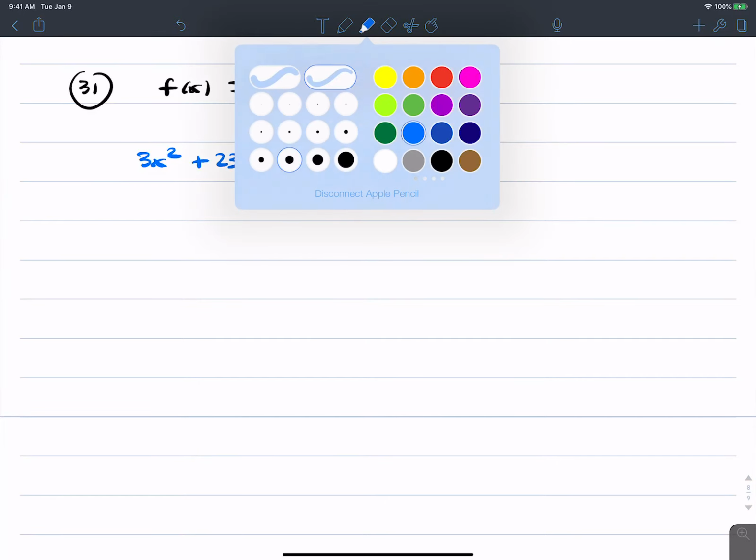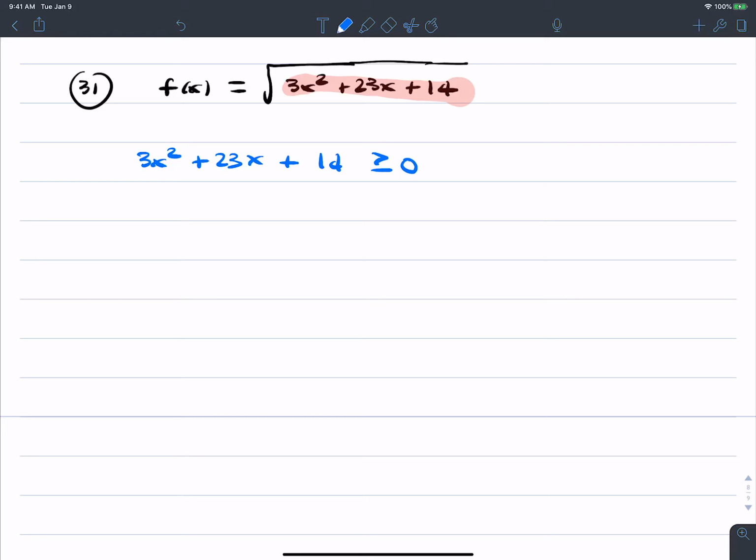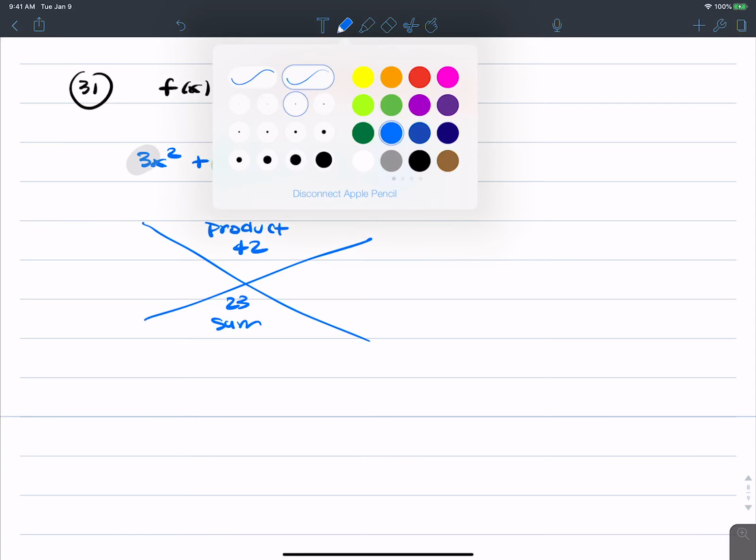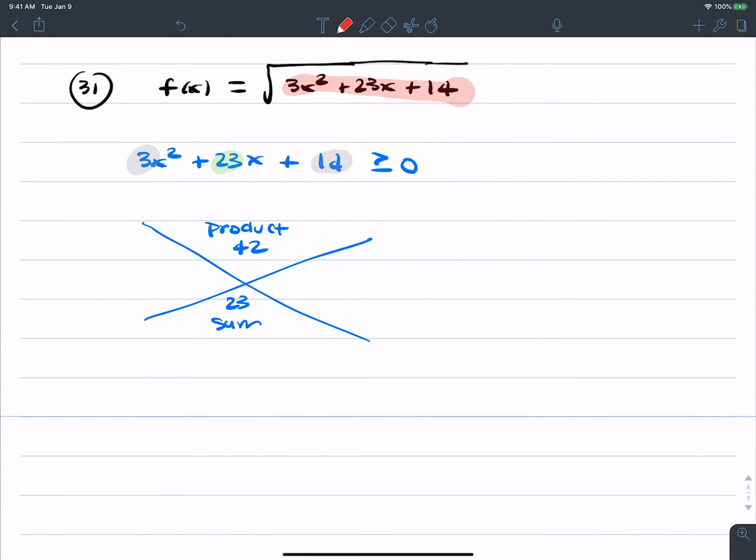So don't forget, we needed a product to be 3 times 14, which will be 42. We need the sum to be 23. 3 times 14 is the product. Our sum here is 23. So two numbers multiply together to give positive 42, but when added give 23.